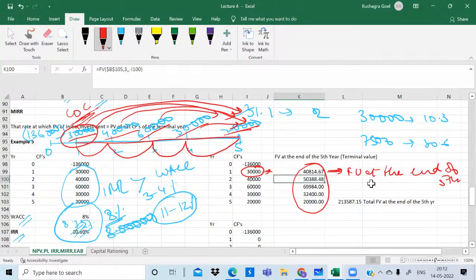So if you look at the second year cash flow, this 40,000 will get reinvested for 1, 2, 3 years. So I've taken 3 years. Similarly, this 60,000 will get reinvested for 2 years. 30,000 will get reinvested for 1 year, and 20,000 will remain 20,000 because that's arising at the end of the 5th year. So the future value of 20,000 will remain 20,000. Any questions with these cash flows before we move forward?